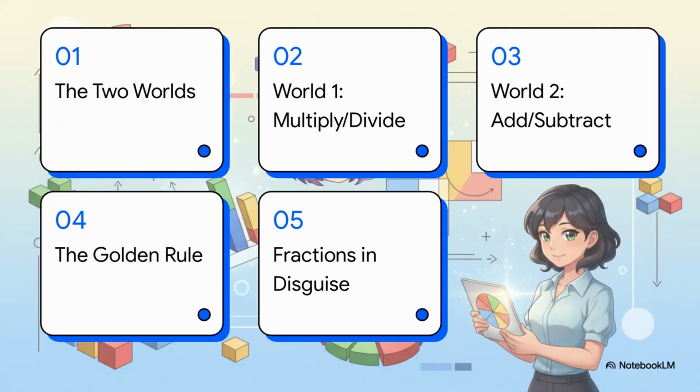First, we'll lay out these two worlds. Then, we'll master World 1. That's multiplying and dividing. After that, we'll tackle World 2, adding and subtracting. We'll cover the one golden rule that applies to everything, simplifying. And finally, we'll uncover some fractions in disguise. Ready to go? Let's do it.